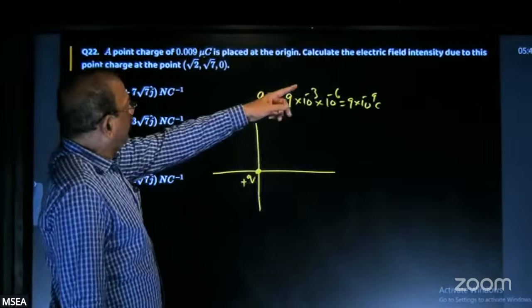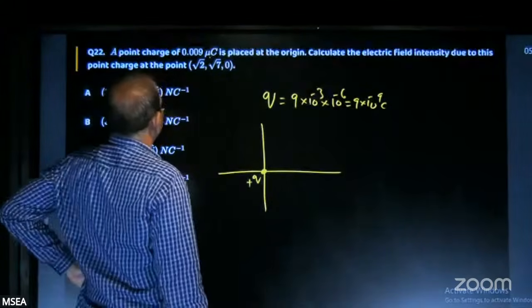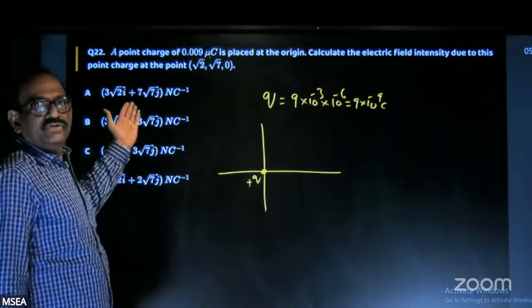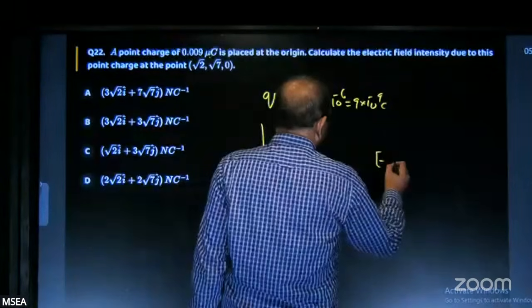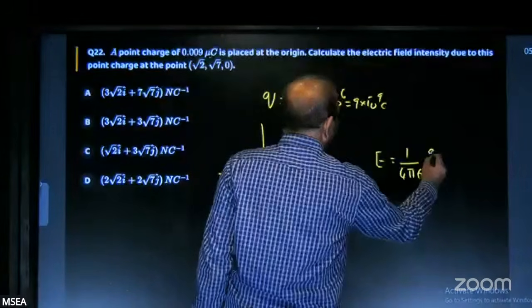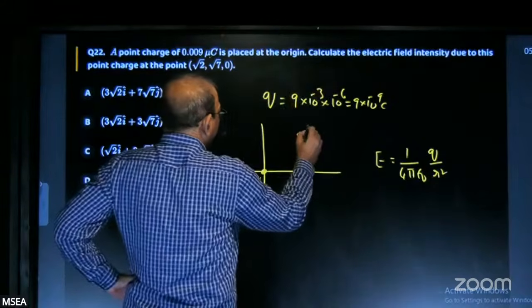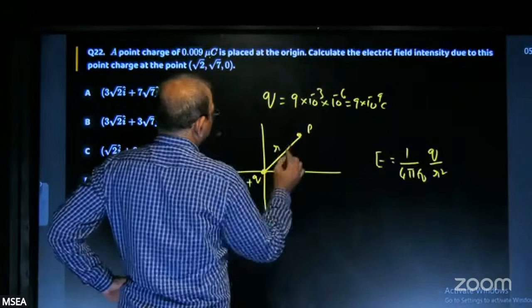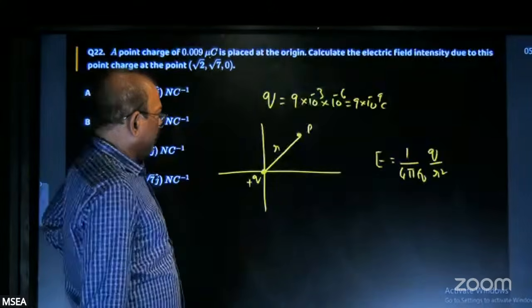And he is asking to calculate the intensity of electric field due to this charge at a point. That point's coordinates are given. And if you observe, he is giving the answer in vector form. You have to write that intensity in vector form. What is the intensity due to a point charge formula? 1 by 4 pi epsilon naught q by r square. Suppose there is a point here, P, at distance r from the charge. Then the intensity formula is this. But you have to write it in vector form.